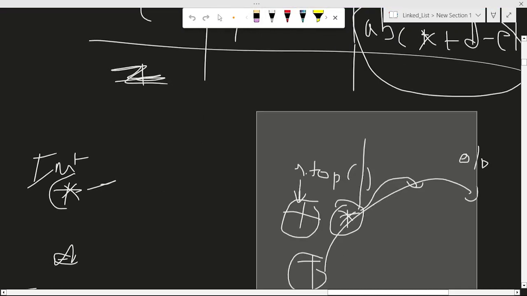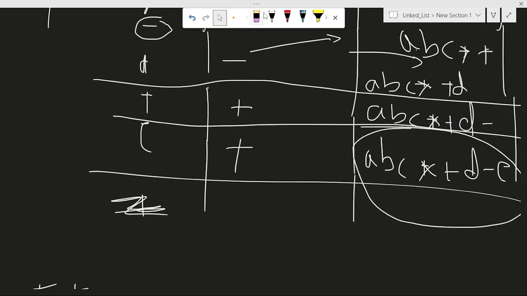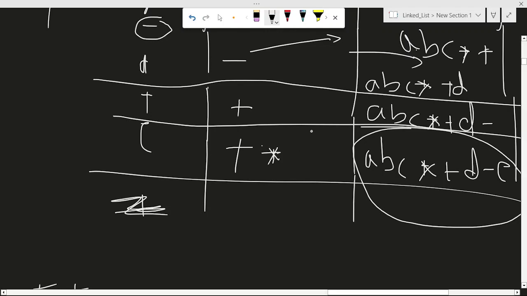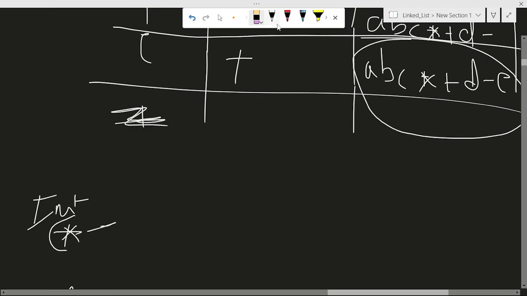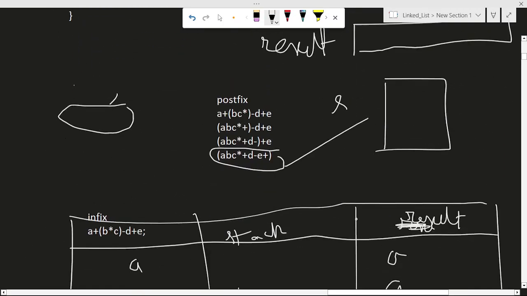Whenever you need to, you again check the stack. If the stack is not empty, it means the stack has some elements, right? You need to pop all the remaining elements from the stack and push them into the string. Imagine I had star like this. Now I don't have minus, I have only plus, so I will push that there. So what I get is ABC star plus D minus E plus. That's it. This is what the result is.